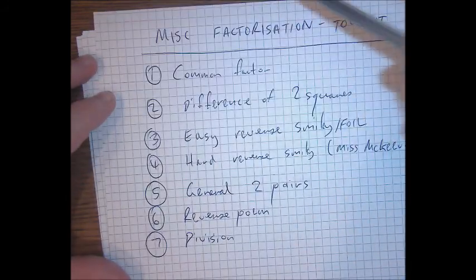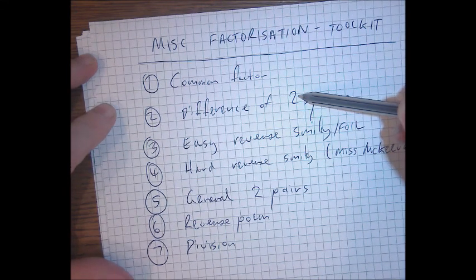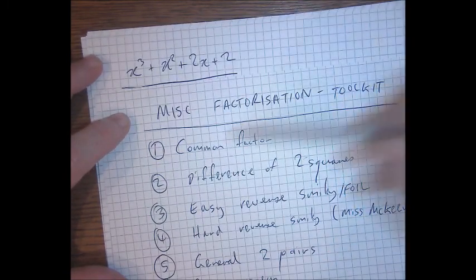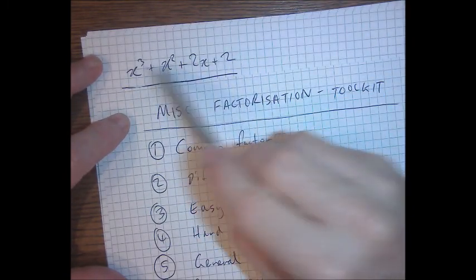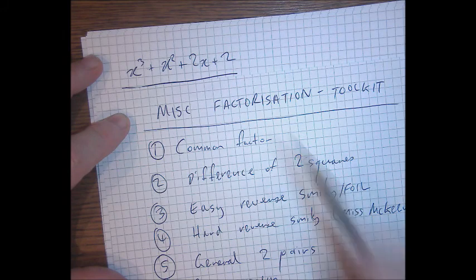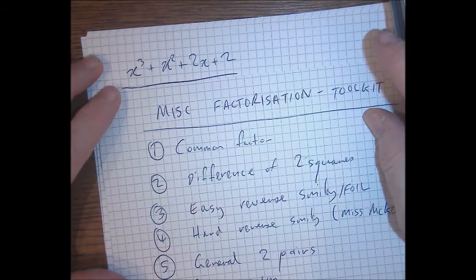Scanning down the list, it's not a difference of two squares because there's no subtraction sign and there aren't two terms. I'm working on the top here, by the way, at the moment. Common factor, there's no common factor in any of these four terms. That rules out these. It's certainly not an easy reverse smiley. This is quite complicated. And it's not a hard reverse smiley. I'll explain what they are in a second. But it could be a general two pairs because there's two terms there.